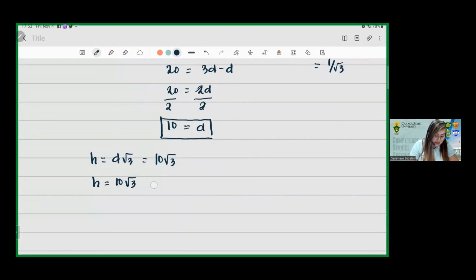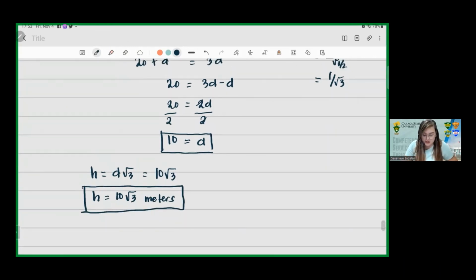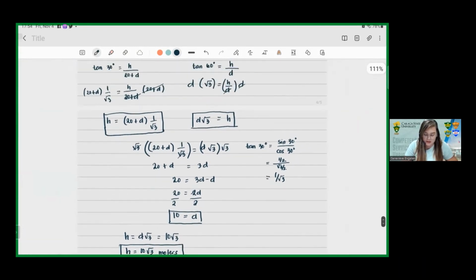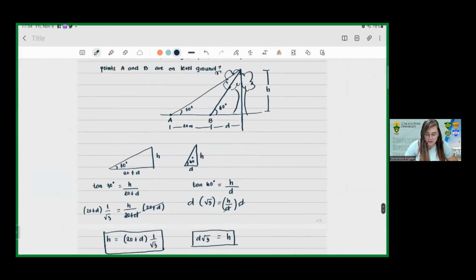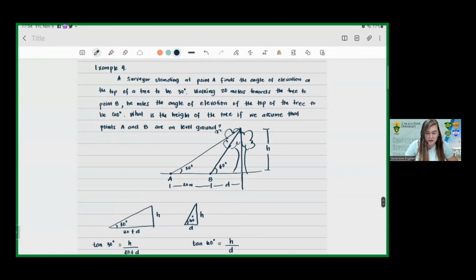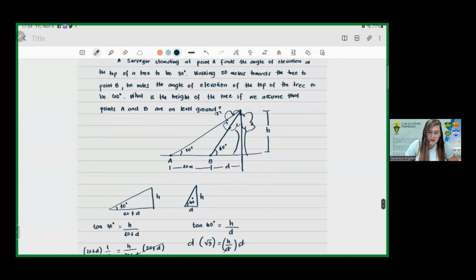The height is probably in meters. In meters, day. Okay, so understood. So again, let's go back to the problem. Okay, from point A, the angle of elevation, so this angle is 30. Then he walked toward point B by 20 meters. So what he noted there is that the angle of elevation is 60.